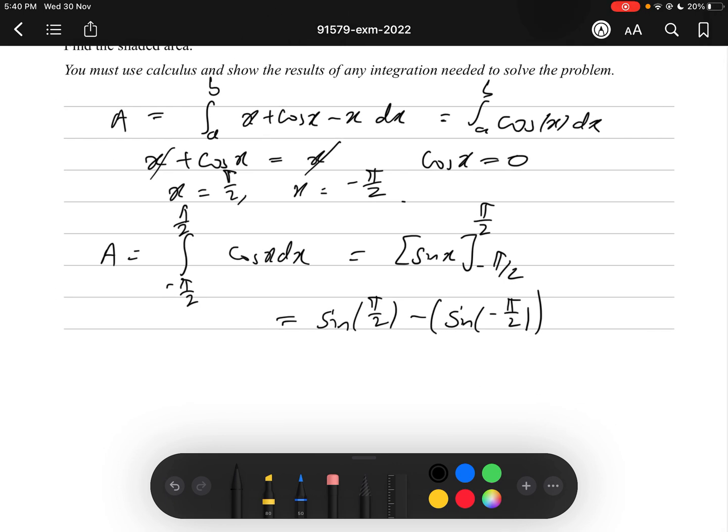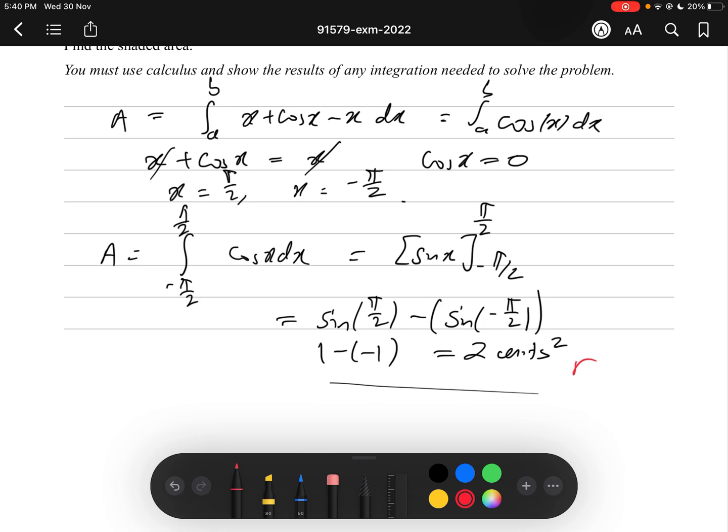And in this case, you can just chug it into your calculator. So sine of pi over 2 is 1. Sine of negative pi over 2 is negative 1. So we get 1 minus negative 1, which is 2 units squared. And that should be another merit level question. Achieved grade, that's a tricky one.